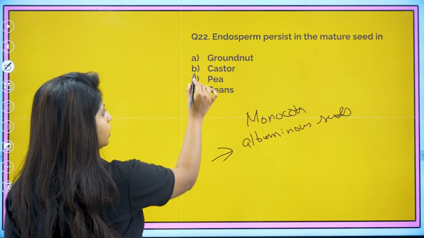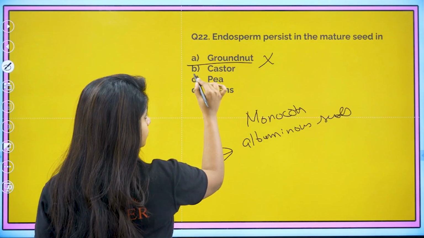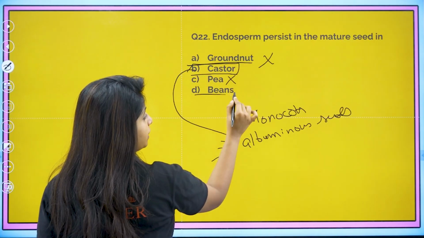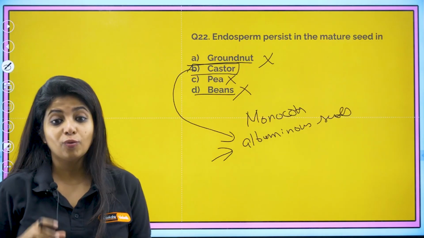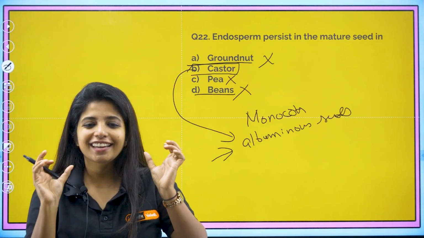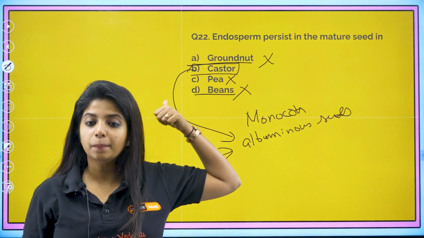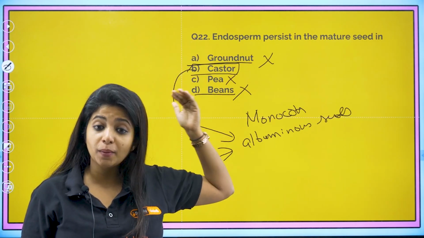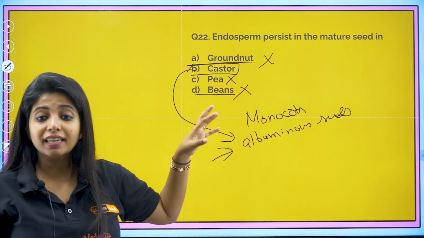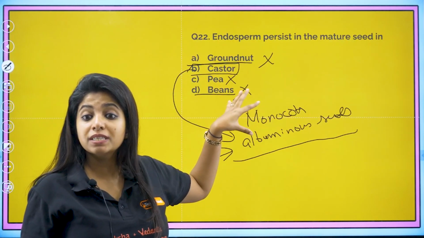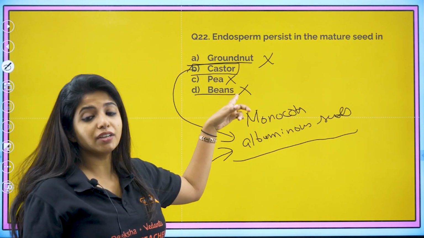Example, groundnut, is it? No, it's a dicot. Castor, is it? Yes, it is a monocot. Pea, is it? No, it is a dicot. Beans, is it? A dicot. My dear children, whatever things you can break into two, they are dicots because they have two cotyledons. So groundnut, pea, beans are examples of dicots. Remember that. Castor is monocot, and castor is known as an albuminous seed because it does have endosperm still persisting.